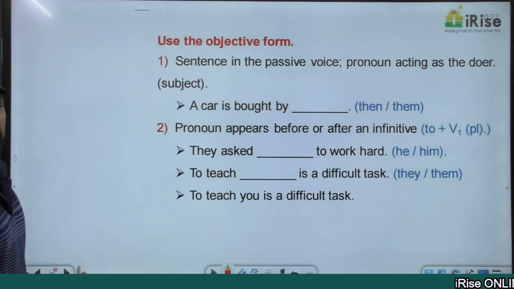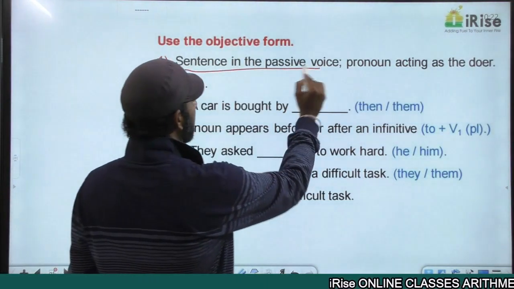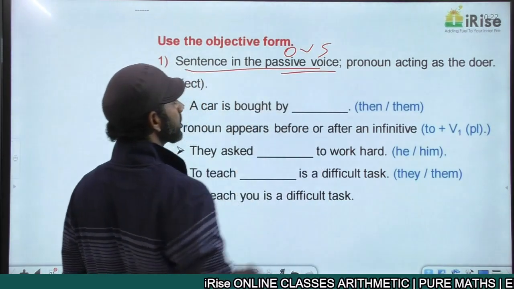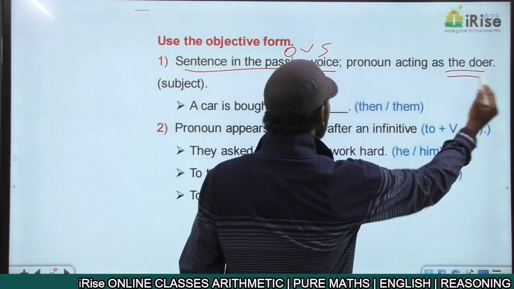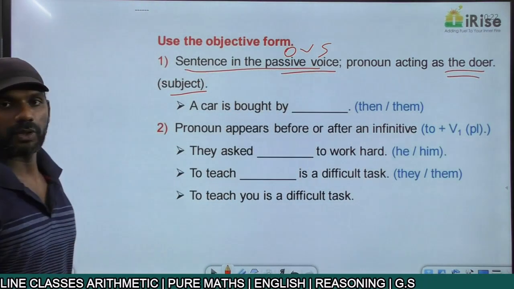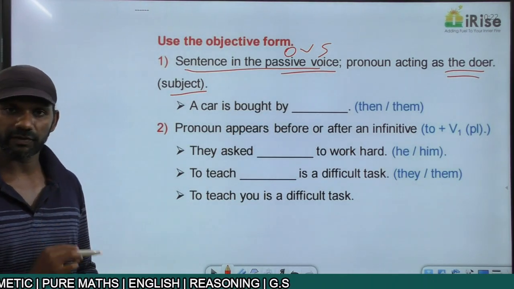Come to the first rule. When the sentence is in the passive voice (object, verb, subject), and when the pronoun acts as a doer, that pronoun must be in the objective form.